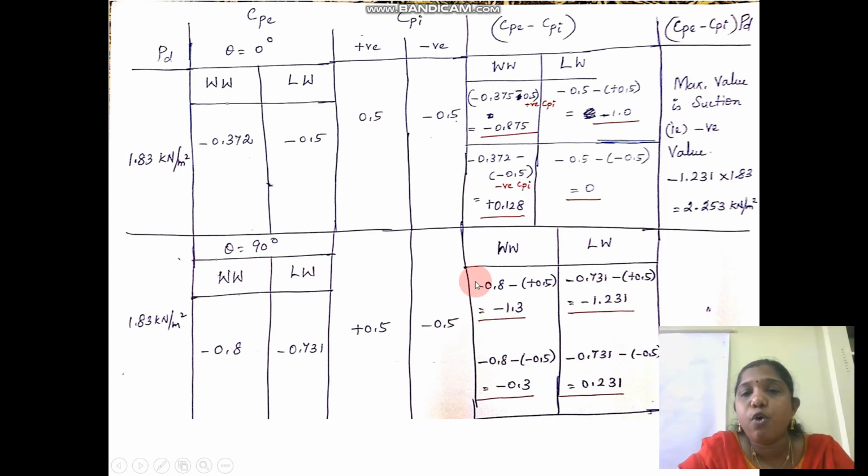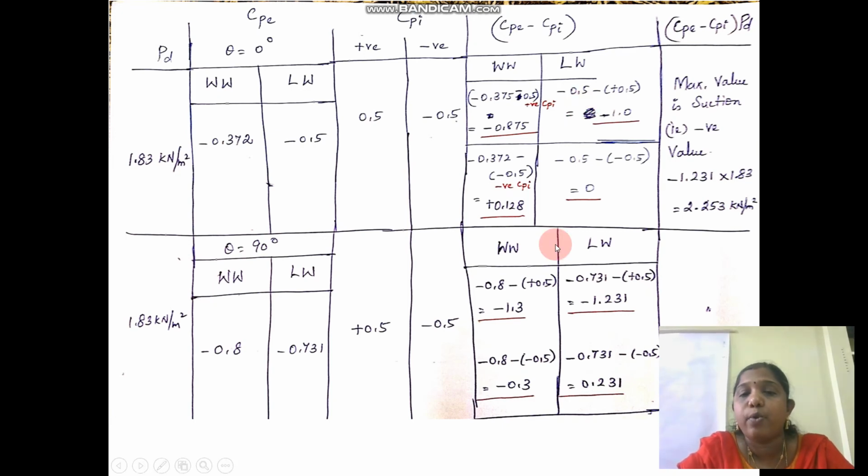Out of these four values of CPE minus CPI, which one am I going to consider? That is the one, because PD is going to be the same. PD is the same, that is 1.83 kilonewton per meter square. Area is also going to be the same for the purlin, so it is 1.67 into 4. So the only thing which is going to influence is your CPE minus CPI value, which you have to judge based on magnitude, not based on sign. Whether it is positive or negative is not to be considered; only the magnitude alone matters.